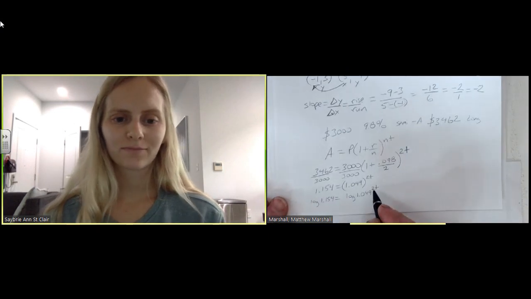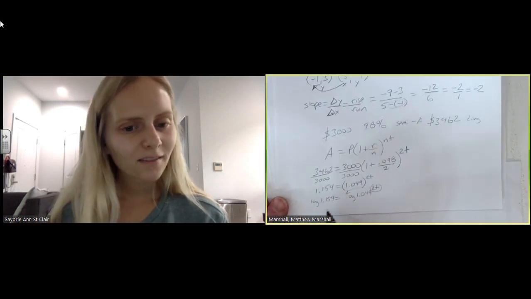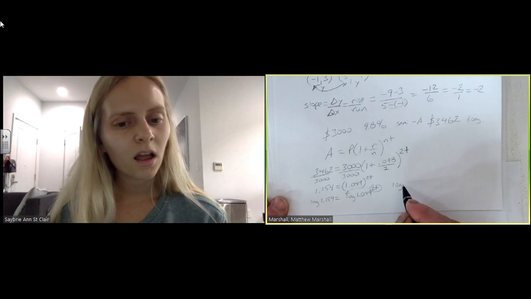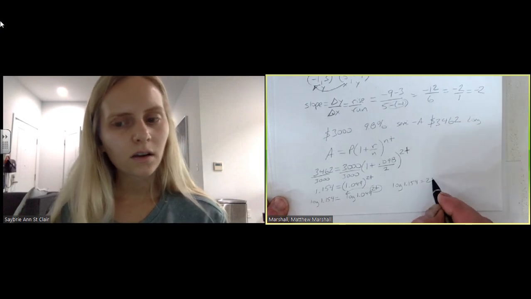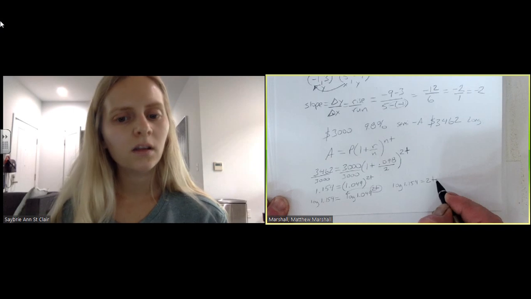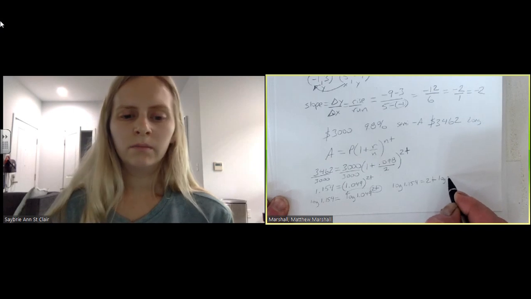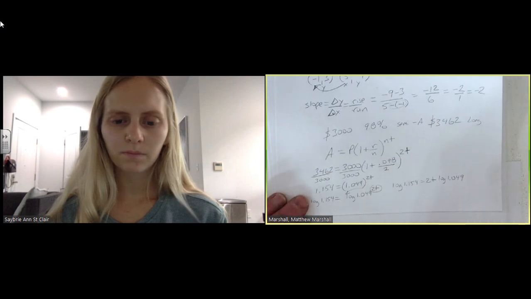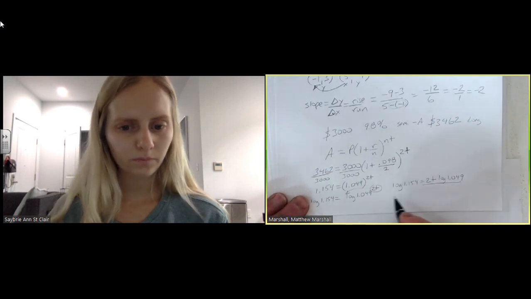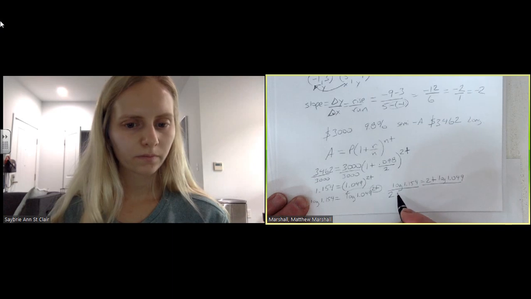And then for this one, I'm bringing this down. So I'm going to write this as log 1.154 equals 2t log 1.049. I'm going to divide this side and this side by 2 log 1.049.